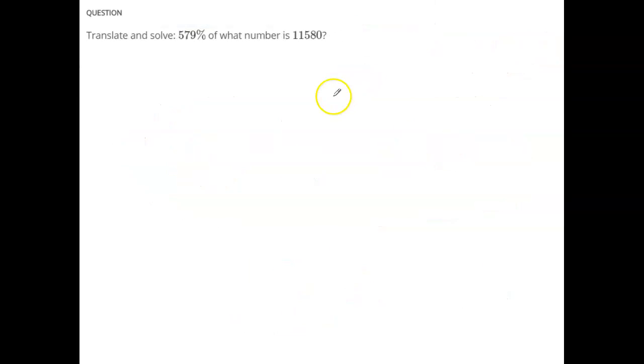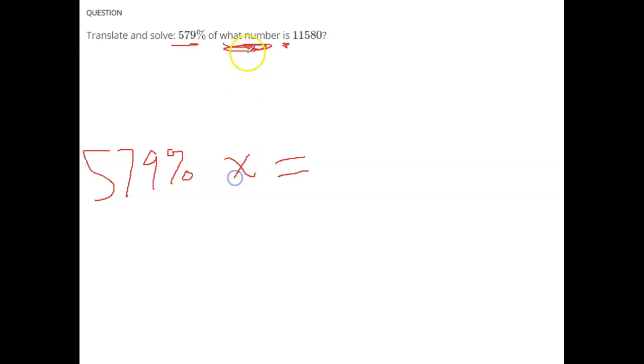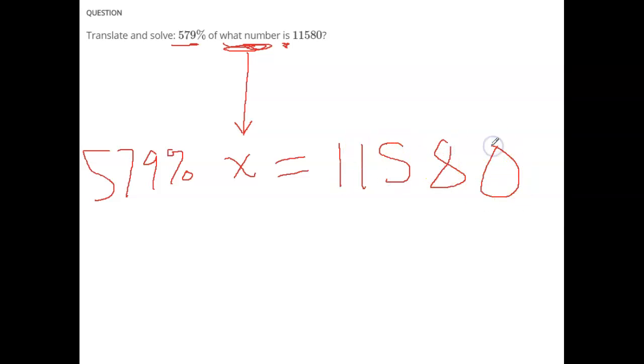For a problem like this that you're trying to set up, I'm going to start here with the word is. That typically indicates an equality sign when you have a word problem. So 79% of what number? So what number is an X, an unknown, some variable, some value that we don't know, is equal to 11,580. So 79% of X is equal to 11,580.